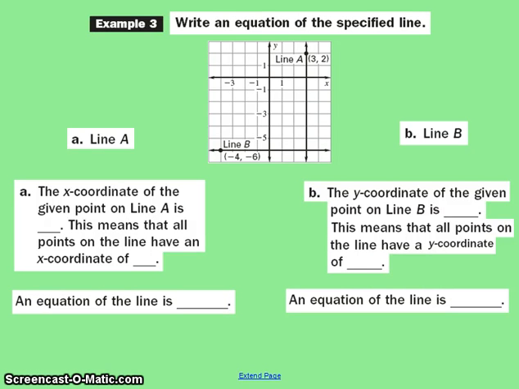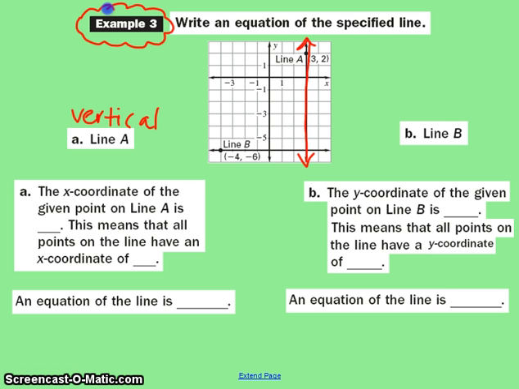Okay, this is 5.4 standard form, but this is a separate piece of this lesson. If you are still in 5.4, go to example 3, that's where I'm at. They're going to ask you to write an equation of the specified line, and if you're looking at line A, you should be looking at a vertical line. Vertical lines always have the exact same equation.